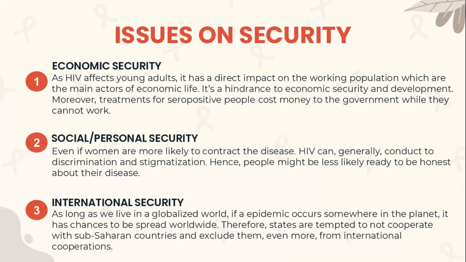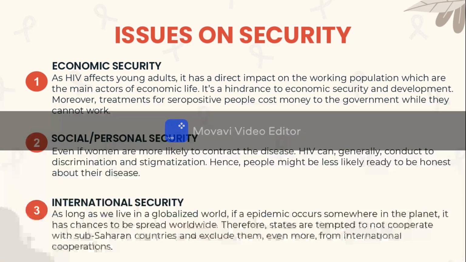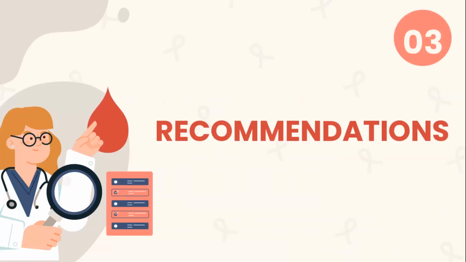And finally, international security. As long as we live in a globalized world, if an epidemic occurs somewhere on the planet, it has a chance to spread worldwide. Therefore, states are tempted to not cooperate with sub-Saharan countries and exclude them even more from international cooperation. And so let's go with the third and last part, the recommendations.